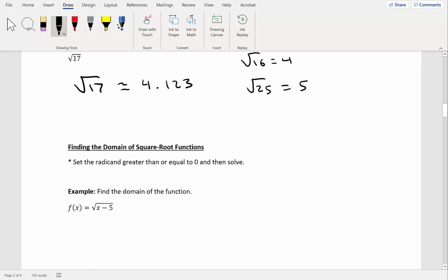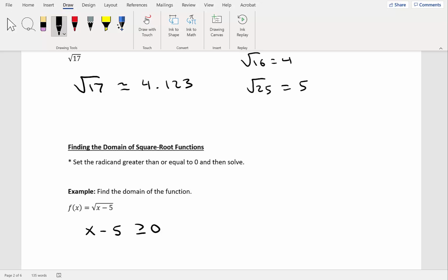Now, let's take a look at finding the domain of a square root function. What you're going to do is take the radicand and set it greater than or equal to 0 and then solve. Inside of your square root, this has to be non-negative, meaning it has to be greater than or equal to 0. You can't have a negative number inside the square root. So we take the radicand, which is x minus 5, and set this greater than or equal to 0.